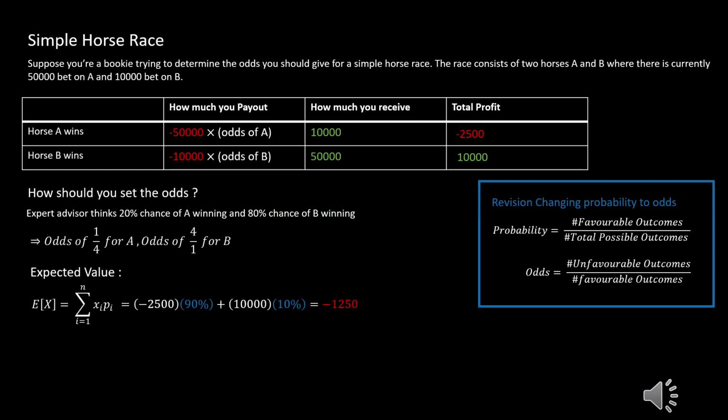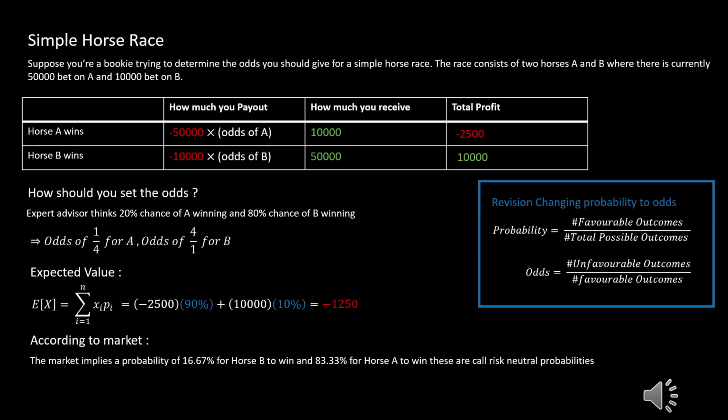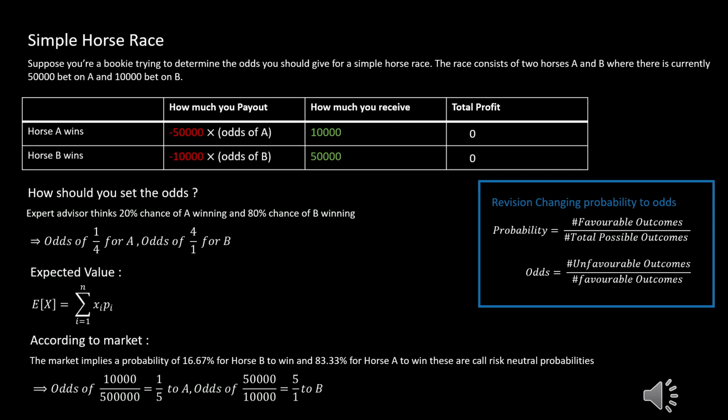The way we get around this is by using something called risk-neutral pricing. So what we are going to do is adjust our probabilities according to the market. And according to the market, there is a probability of 16.67% of horse B and 83.33% for horse A. This gives us odds of 1 to 5 for A and 5 to 1 for B. Now, subbing these values in, we will see that we will always have a value of 0. This means that no matter the probability, we will always get an expected value of 0, which is what we want.